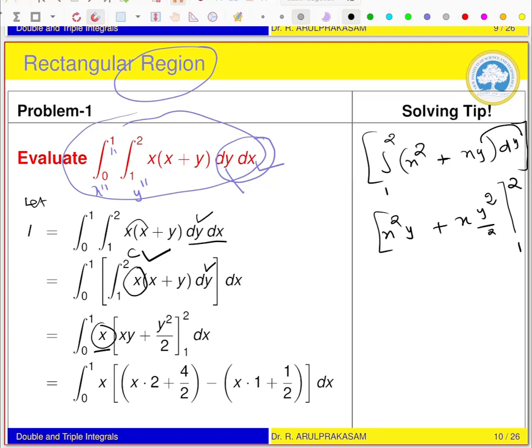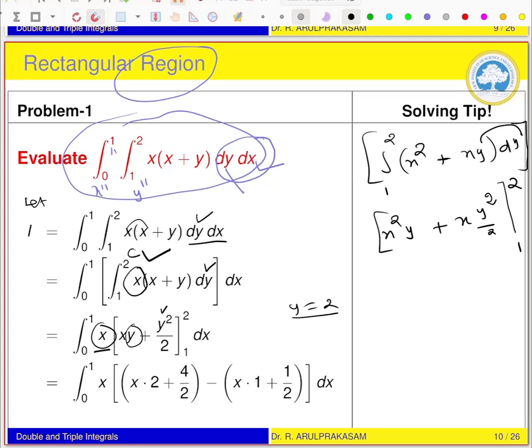So what is the meaning of this? I can apply the upper limit value and the lower limit value. Whenever we have y, I have to replace y with its upper limit. So y is equal to 2: x into 2 plus, substituting y equal to 2, 2 into 2, 4 divided by 2. This is the upper limit, and by the formula we subtract the lower limit.